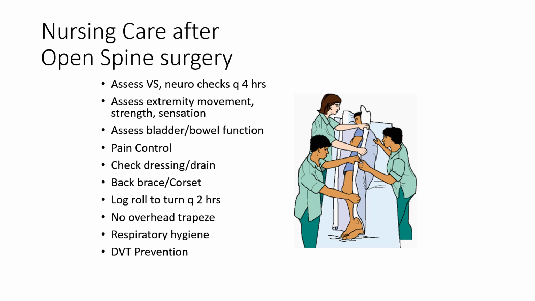To log roll them in the bed, we need to roll them as a unit and not cause any bending of their back. Your book does say that these patients should not have an overhead frame and trapeze, and you can kind of understand that you don't want them reaching up for a trapeze and pulling on that immediately post-op. They need to have good respiratory hygiene, incentive spirometry, temp monitoring, deep breathing, and they need to have DVT prevention.